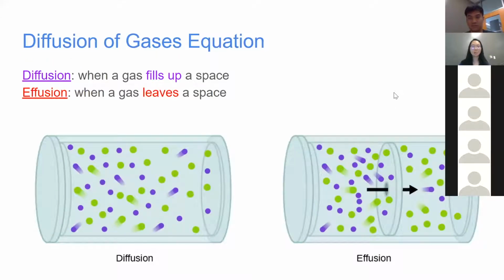The next topic on the exam is diffusion and effusion. For this, you just want to know the difference between the two. Diffusion is when a gas fills up a space. So if someone sprays perfume, the rate of diffusion is how fast that perfume will spread throughout the whole room. And effusion is when a gas leaves a space. So if you have a helium balloon and there's a hole in it, how fast will the gas exit from the balloon?